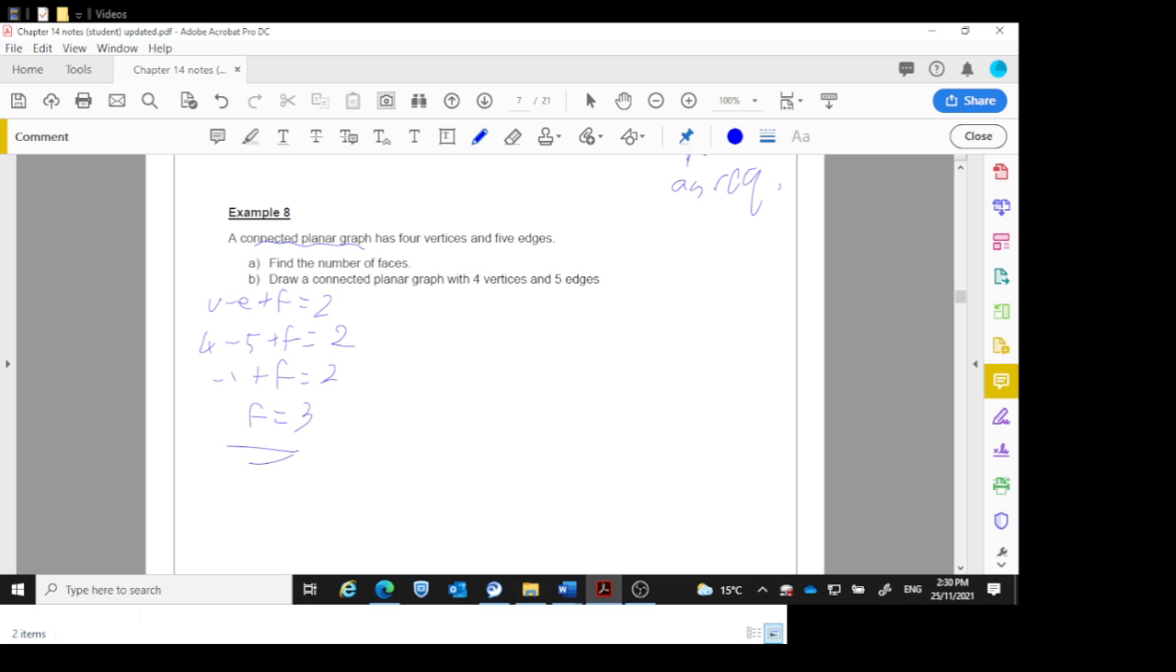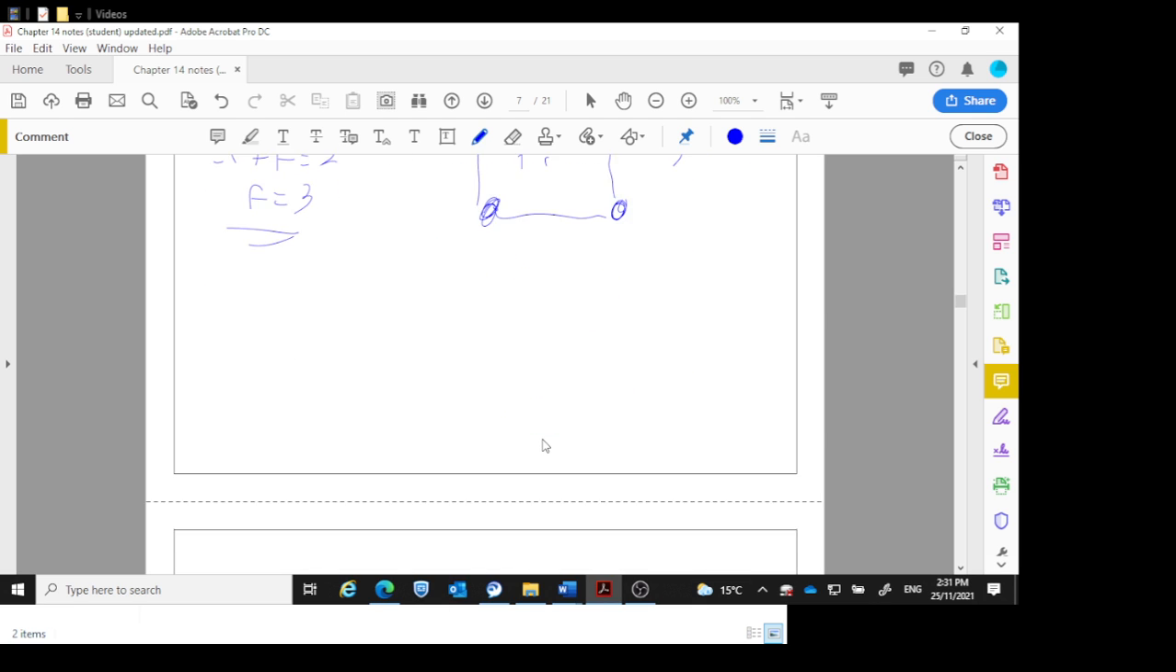3 faces. Draw it. Okay, so 4 vertices, 1, 2, 3, 4. 5 edges, 1, 2, 3, 4, and 5, I can put it anywhere. I'll just put it over here. And that should give me 3 faces. 1 face, 2 faces, and 1 on the outside, 3 faces. Draw it anyway, but it doesn't matter.